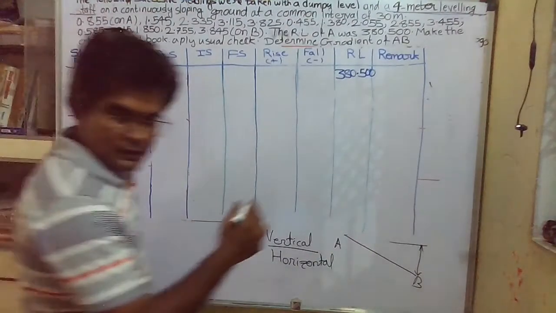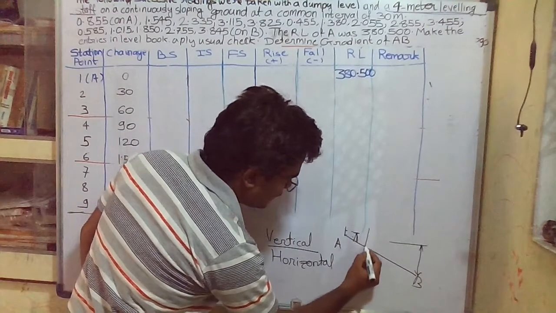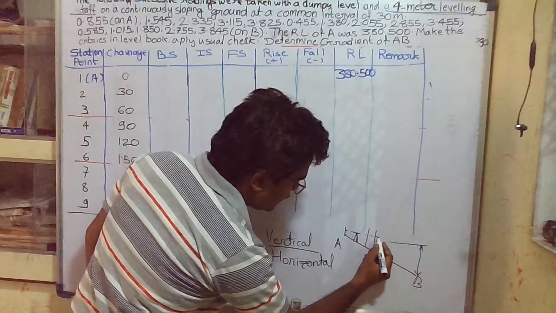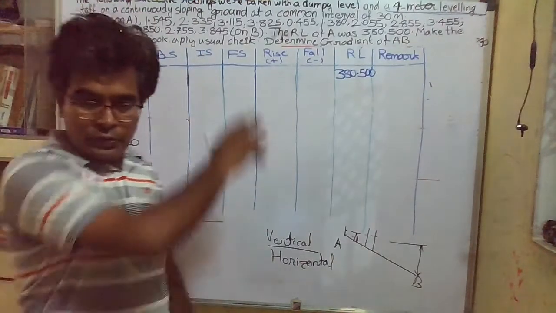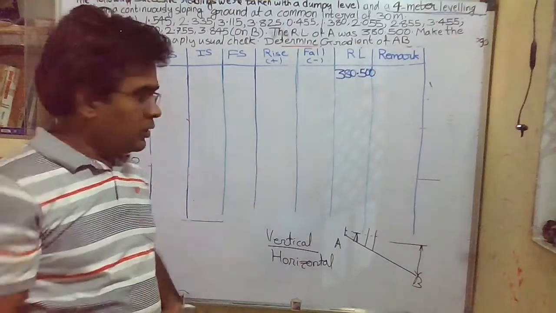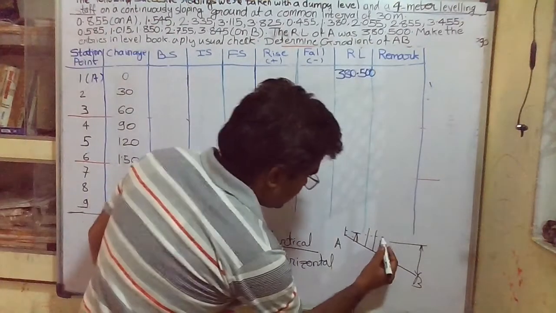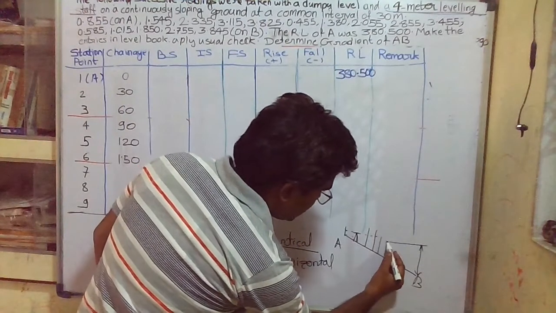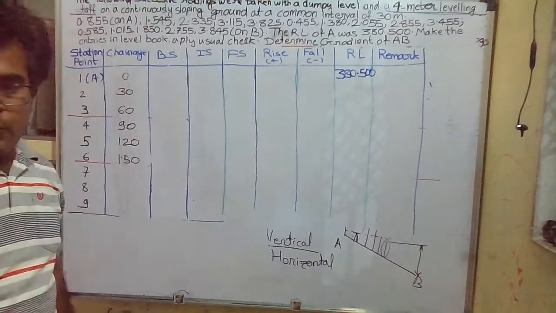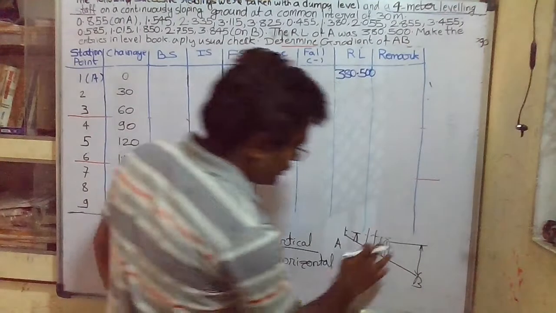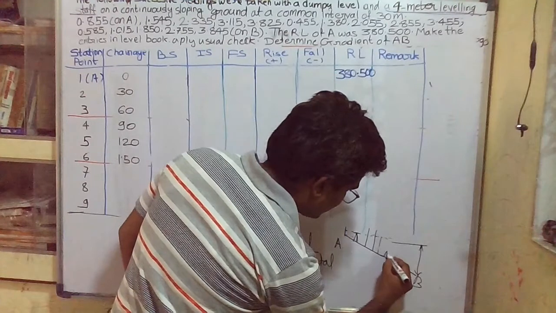If there is a continuous sloping ground, we will set the level somewhere, and then we will start taking readings. This is point A, another point, another point. But the ground is sloping, continuously rising or falling, and there is a limit to the staff length. Our staff length is 4 meter. So as we go down, at this set of the instrument we cannot take the staff reading. So what do we have to do? We have to shift our instrument to the new location. Here we will set our instrument at the next location.